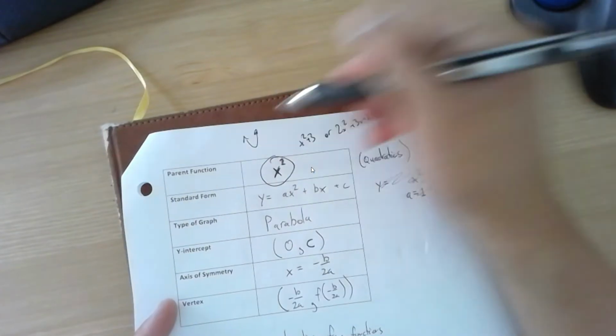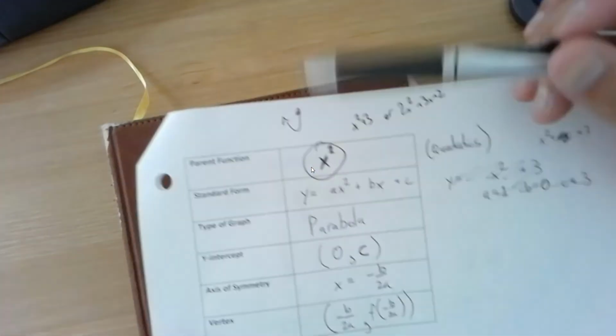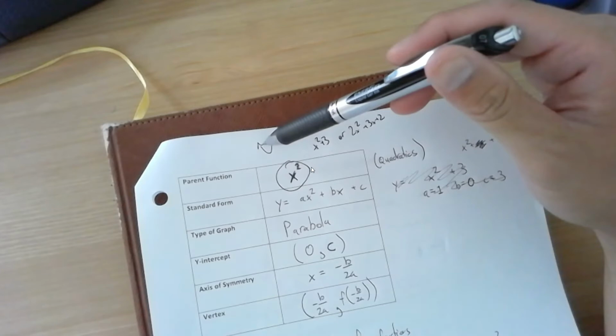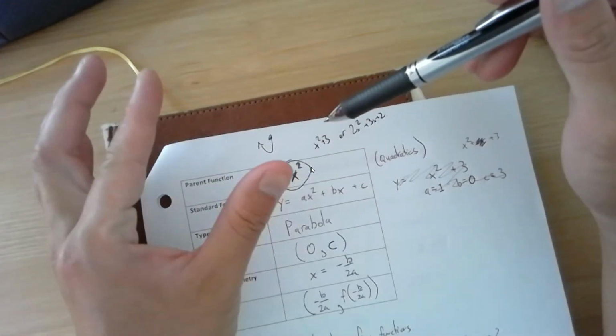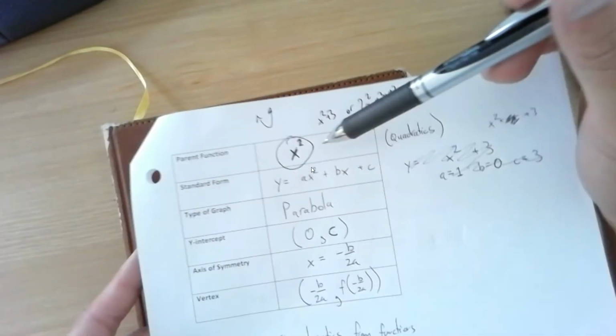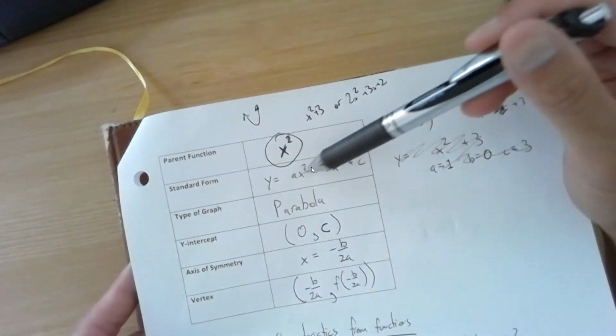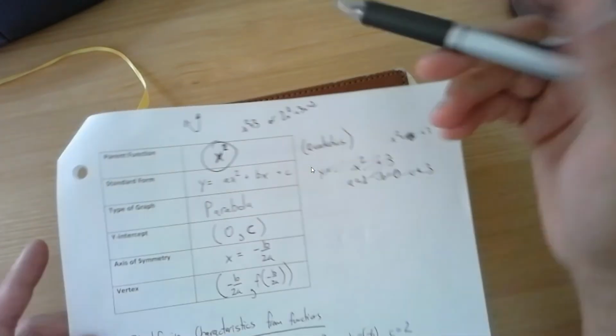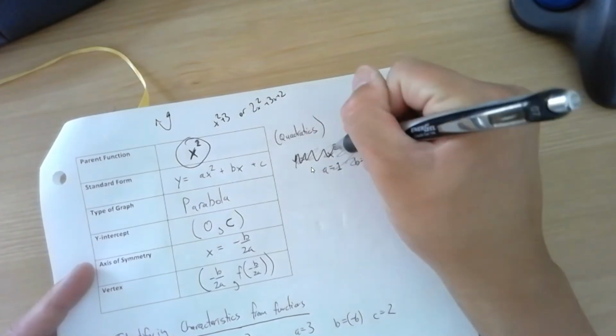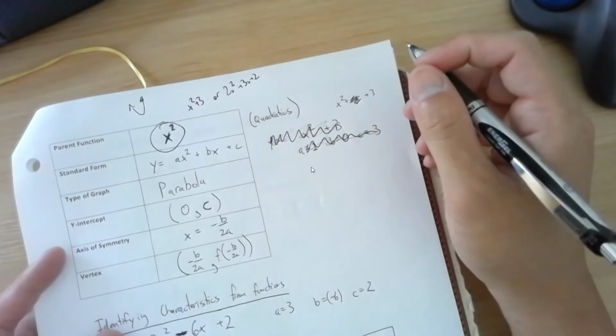That's basically why it's called the parent function. We're going to look at a bunch of different u's that might do different things. Standard form is how all the equations are written: ax squared plus bx plus c. I'm going to give you a, so let me give you an example.